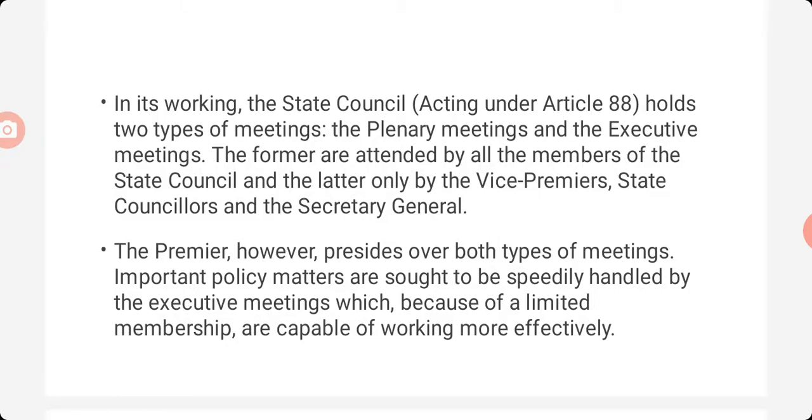In its working, the State Council, acting under Article 88, holds two types of meetings: the plenary meetings and the executive meetings. The former are attended by all the members of the State Council, and the latter only by the vice premiers, state councillors, and the secretary general. The Premier, however, presides over both types of meetings. Important policy matters are sought to be speedily handled by the executive meetings, which, because of a limited membership, are capable of working more effectively.